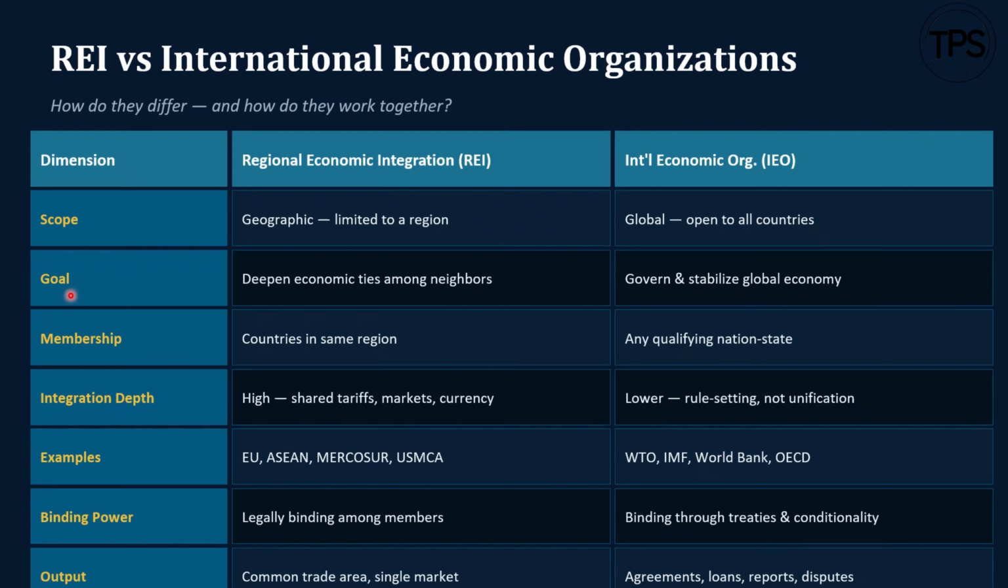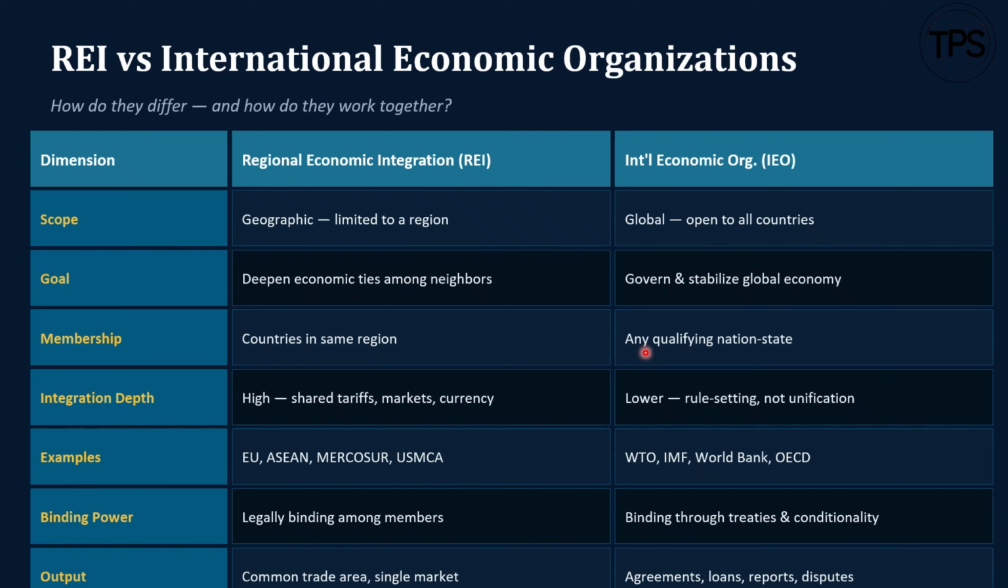Goal. What are the goals for REI? It's to deepen economic ties among neighbors, whereas for the IEO, it's to govern and stabilize the global economy. Membership. Countries in the same region can join an REI. It is not like India and Japan can come together to form an REI. It cannot happen. But India and Nepal or China can come together because they are all in a single region, or India and Pakistan, but that won't happen.